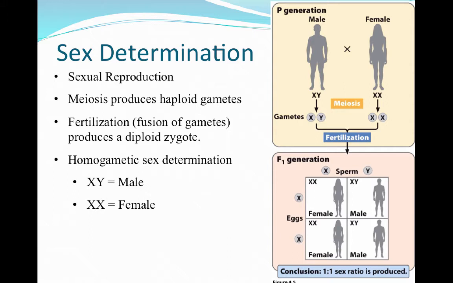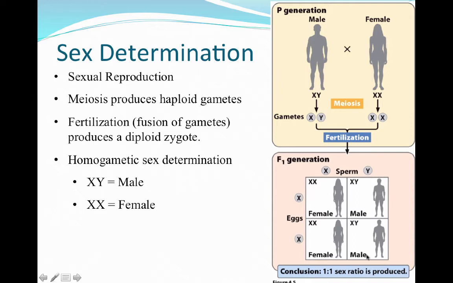homogametic sex determination, where a male is going to possess one X and one Y chromosome, and a female is going to express two X chromosomes. Males are going to be the sex that actually determines what the next offspring will be, because they have a choice of what allele they can pass on. They can either pass on a Y or an X, whereas the female can only pass on an X.